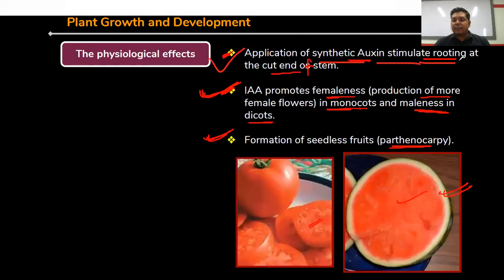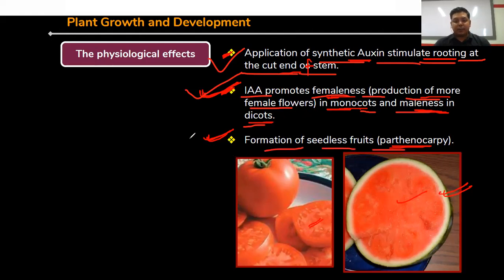Application of synthetic auxin stimulates rooting at the cut end of the stem. So synthetic auxins are used mainly in the tissue culture lab for growing roots as well as shoots. IAA, or indole acetic acid, promotes femaleness, or production of more female flowers, in monocots and maleness in dicots. So another most important function of auxin is that it promotes female flowers in monocot plants, and male flowers, or maleness, in dicot plants.